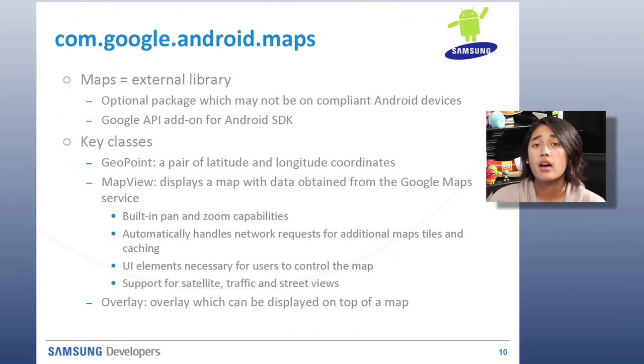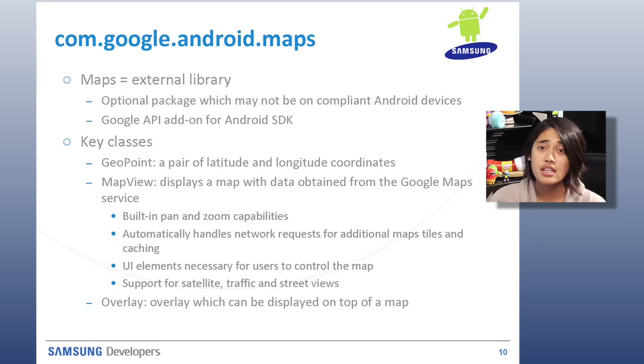So now that we've learned how to get a device's current location, you really want to know what you can do with it on the Android platform. In the Android platform, there's the com.google.android.maps package. And this is an external library. So what does that mean? That means it really doesn't come with the standard Android platform. It's an optional package that may not be available on all Android compliant devices. There's also an add-on that you'll have to plug into your SDK in order to use and build and test your applications if you do decide to use these APIs.